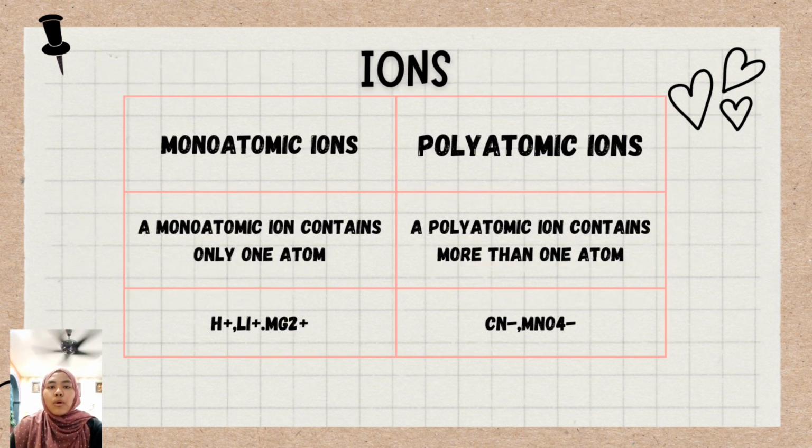Ions have two types, called monoatomic ions and polyatomic ions. Monoatomic ions contain only one atom, for example H+, Li+, and Mg2+. And polyatomic ions contain more than one atom, such as CN- and MnO4-.